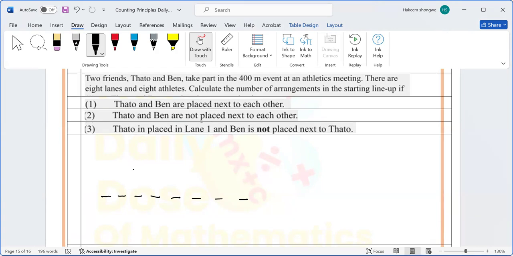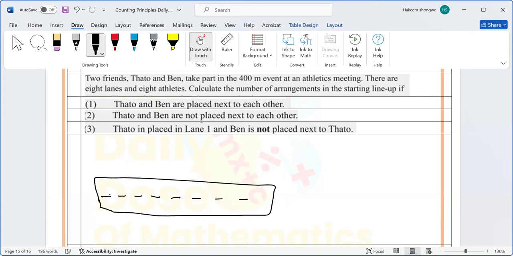So they say calculate the number of arrangements in the starting lineup if Tato and Ben are placed next to each other. So we want Tato and Ben to be placed next to each other. Now, yesterday when we advised each other, you said to me, why don't you put a bigger block here? When you put a bigger block, you tell them, I still have to arrange whatever is inside the bigger block. Now, we have 2 people here, which is Ben and Tato. They want to be together.